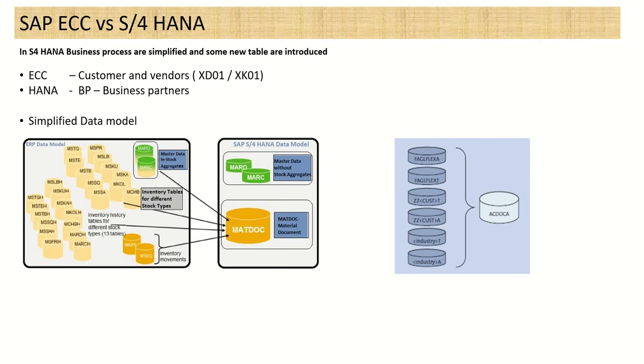The next change is in the simplified data model. They introduced some new tables, like in the area of material documents, MATDOC, and on the finance side, ACDOCA. Like this, in the sales area also some tables changed, like the pricing tables, which they modified.